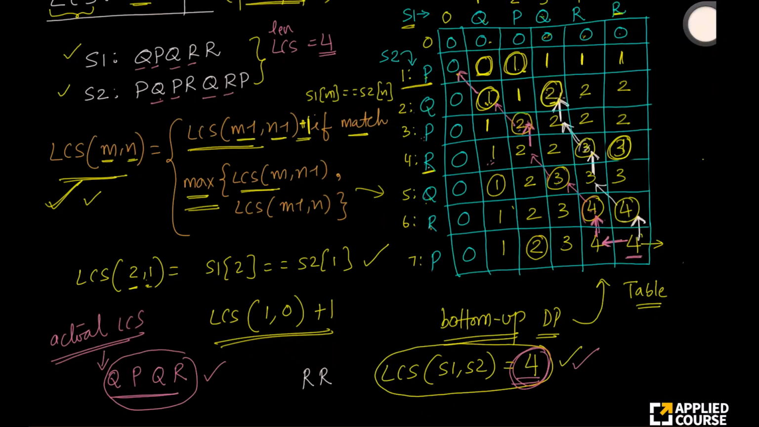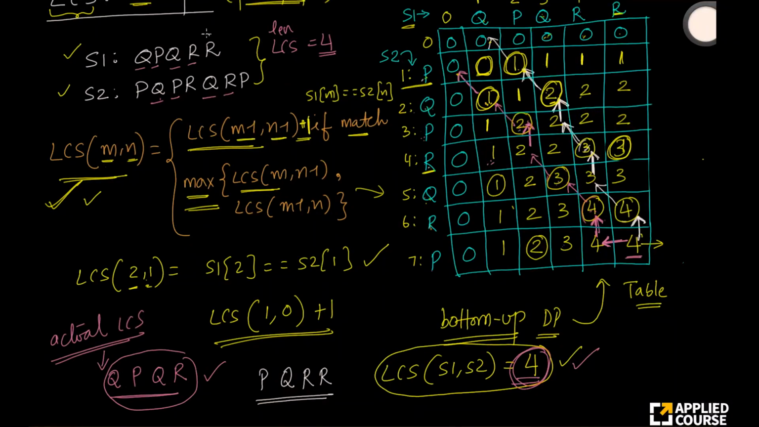Now I got 2 here. How did this 2 come about? Because this Q and this Q matched, and it came from here. This 1 plus 1 became 2. And the common character here is Q. Now how did this 1 come about? This 1 came about because this P and P matched and it came from here. And now I've hit the wall, so I also put P. So this is another longest common subsequence between string S1 and S2.